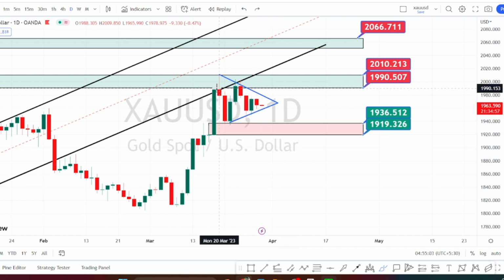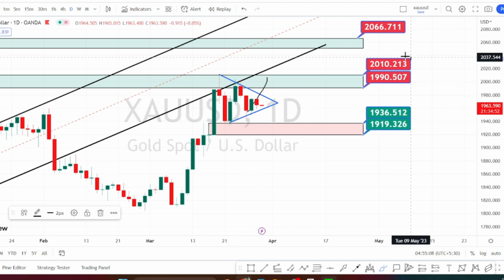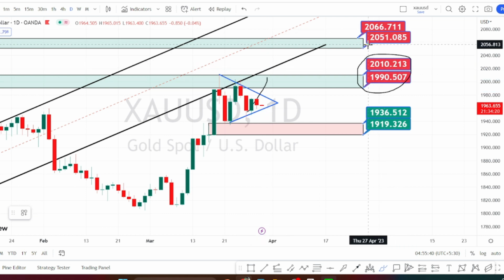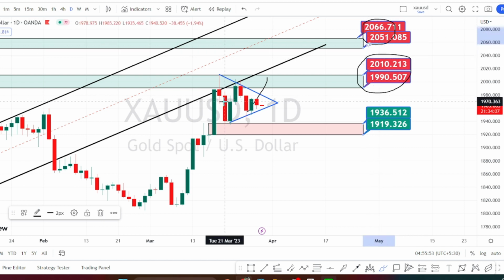And if the price action wants to continue its bullish side retracement, it has to break this resistance zone between 2010 to 1990. Then only we can expect the bullish side retracement to continue. In which case, next level of resistance is going to be between 2050 to 2066. So for now, the price action in daily time frame is under a consolidation or in a sideways price action.